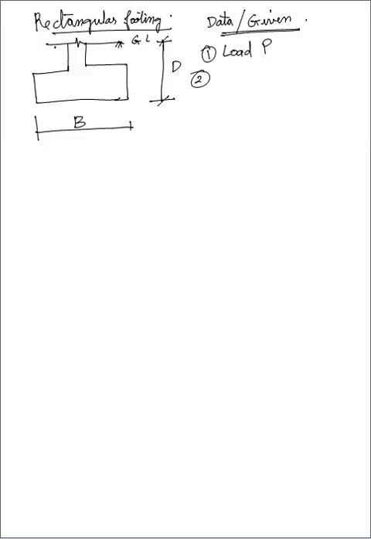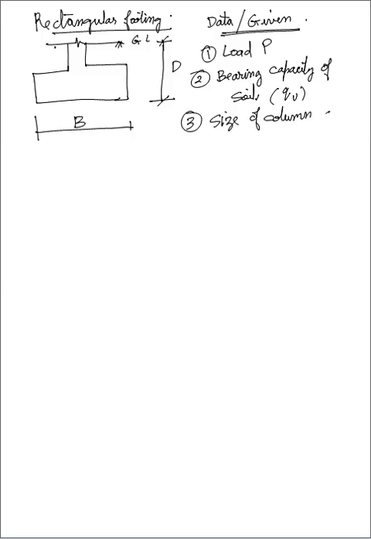The second thing which they will be giving to you is bearing capacity of soil. Bearing capacity is basically the supporting power of the soil, or we can say shear strength, its strength to support. Bearing capacity of soil is generally denoted by small qu. Third, they will be giving the size of column, or we can say dimensions of column.